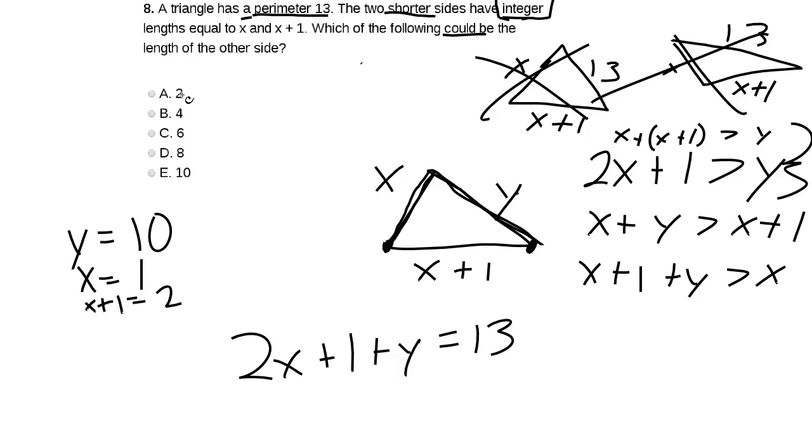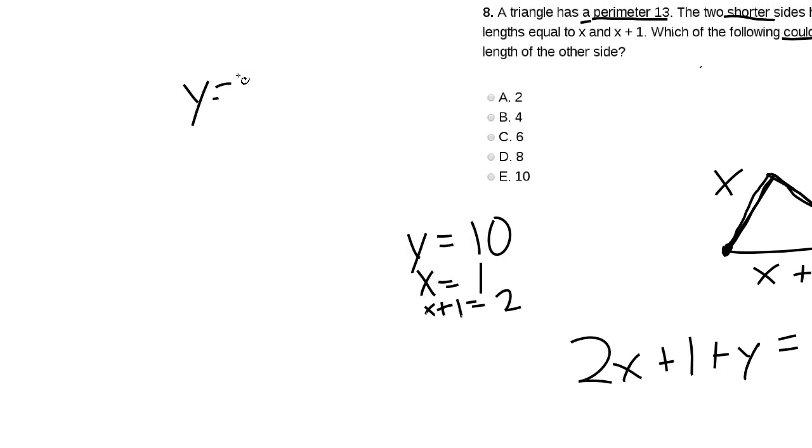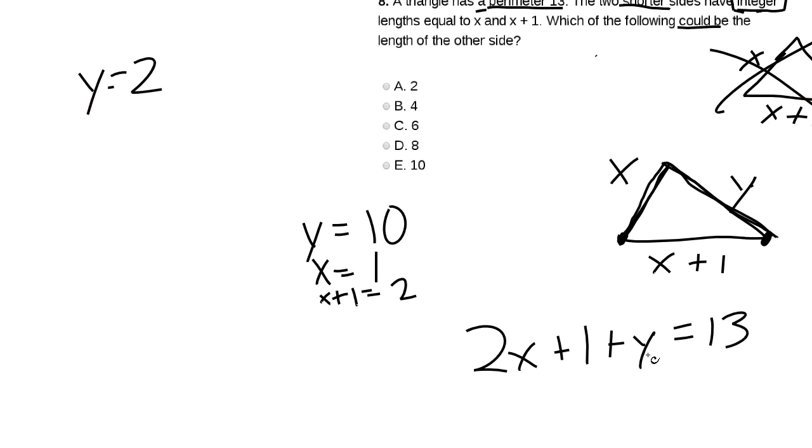Kind of at the opposite extreme, what if y equals 2? If y equals 2, then 2 plus 1 is 3. x is going to have to be equal to 5. x plus 1 is 6. And this, I think, will satisfy the triangle inequality just fine. 2 plus 5 is larger than 6. 2 plus 6 is larger than 5. 5 plus 6 is larger than 2.